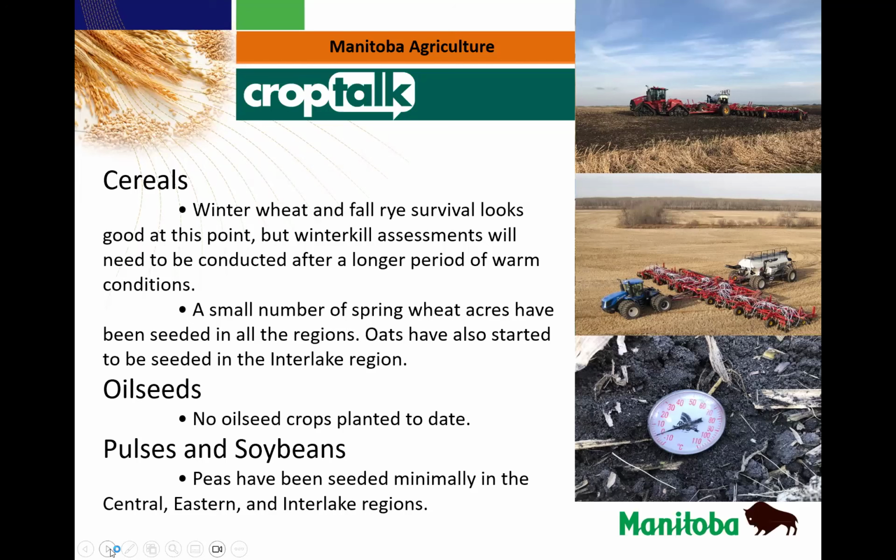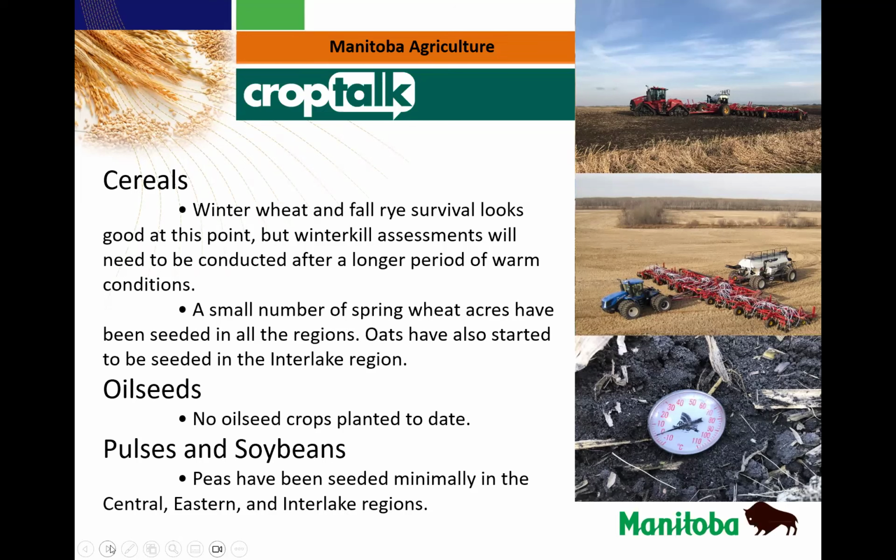A little bit about the crop report. As we did talk a little bit, some of the cereals are starting to go in. The winter wheat and fall rye, from what looks like so far, looks like it survived the winter and still needs some time before we make any assessments as to whether we have a poor field or not. But in general, I think most of them are greening up pretty good. There has been some wheat going in the ground, and some areas started to put some oats in already.